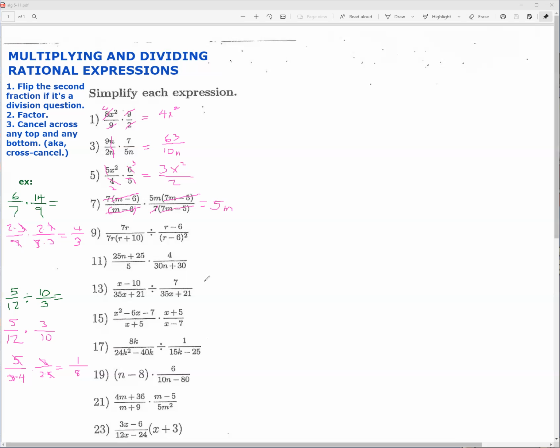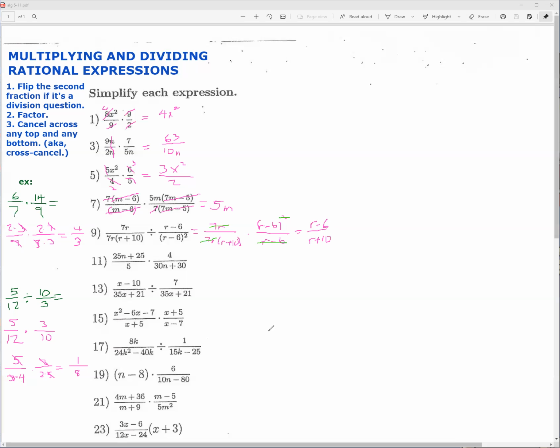And then we get to our first division. So now we've got to rewrite it. So this is equal to 7r over 7r times r plus 10 times r minus 6 squared over r minus 6. And so grab a different color here. 7r cancels with 7r. One of the r minus 6's on the top cancels with an r minus 6. And we are left with an r minus 6 on the top and an r plus 10 on the bottom.